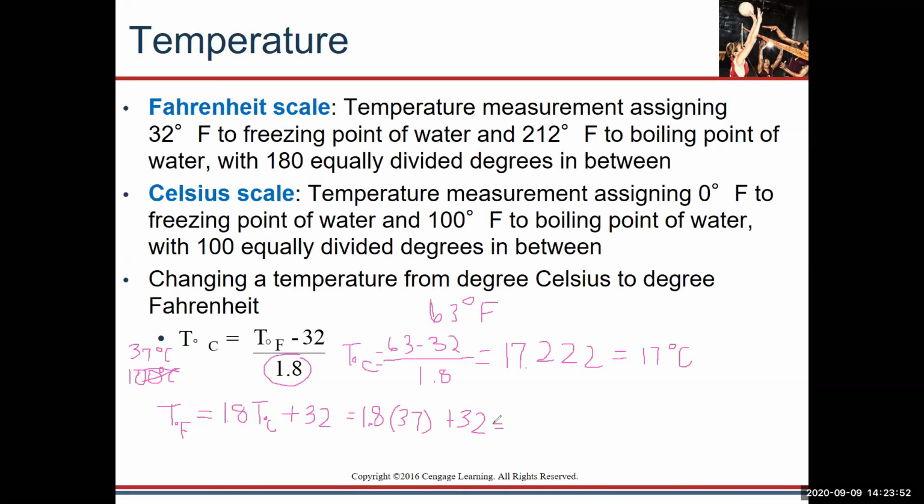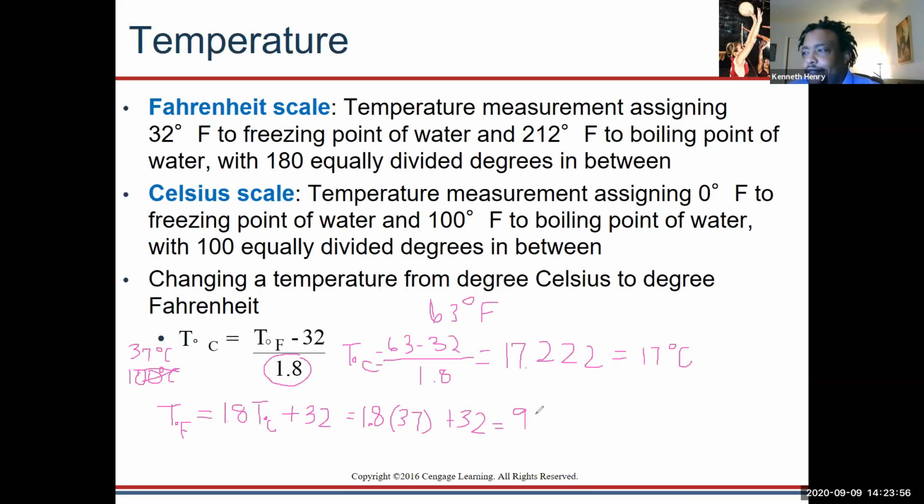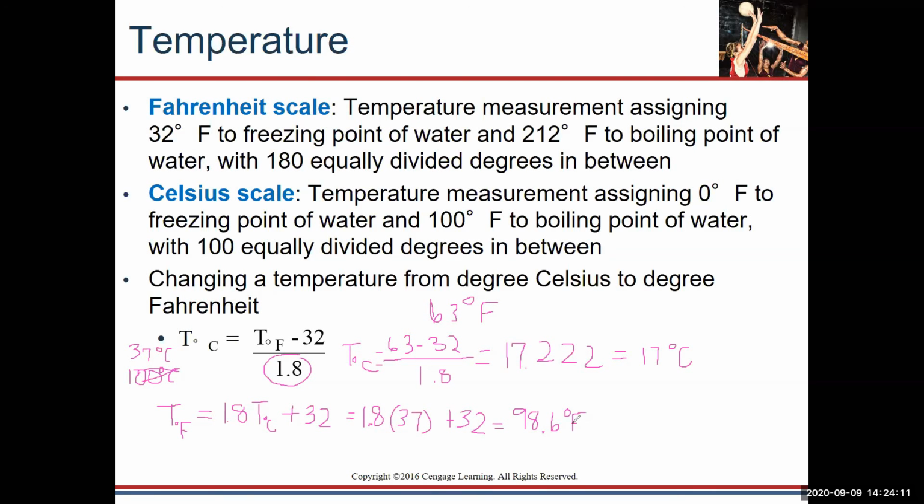What do you guys get? 98.6. Oh, does that sound familiar to anybody? What is your temperature normally? 98.6. Oh. Yeah. So yeast love growing on you.